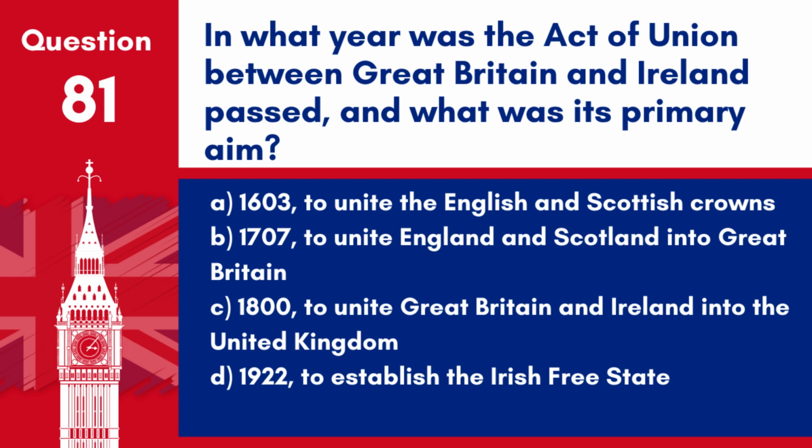Answer C. 1800, to unite Great Britain and Ireland into the United Kingdom. The Act of Union in 1800 aimed to bring Ireland into the Union with Great Britain, forming the United Kingdom of Great Britain and Ireland.